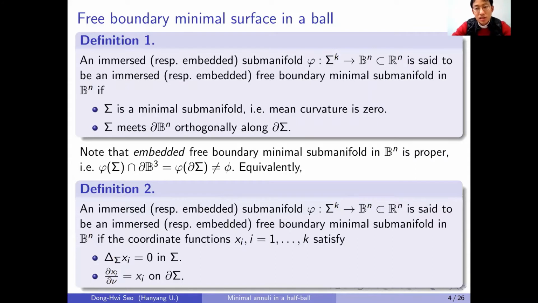So if you consider coordinate functions defined on the surface sigma, then the minimality implies that the coordinate functions are harmonic in the interior. And also the boundary condition implies that the normal derivative of the coordinate function should be equal to the coordinate function on the boundary.